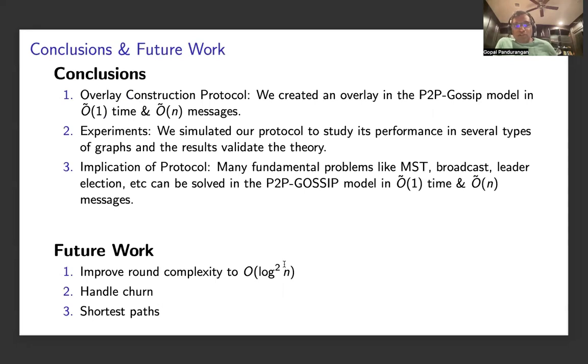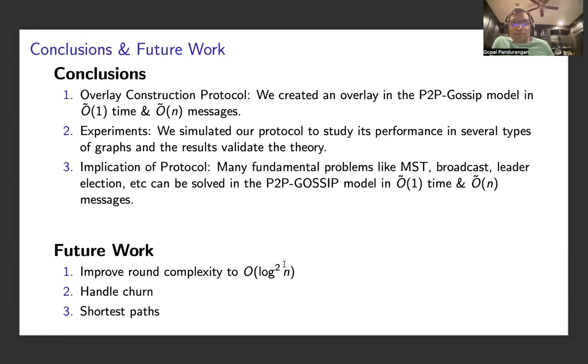To conclude, we presented an overlay construction protocol. It is a very well studied problem for maybe the last 20 years, especially with the rise of peer-to-peer and overlay networks. The main takeaway is that we can create a peer-to-peer expander network from any arbitrary connected graph in basically polylog rounds and O tilde n messages. This holds regardless of the number of edges: even if the original graph is dense and m is large, it is still O tilde n messages.